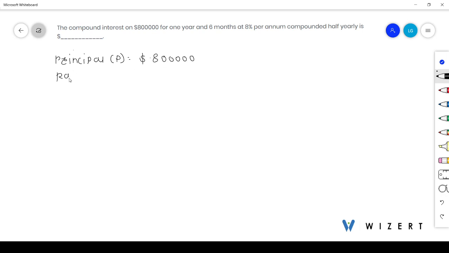Then rate of interest is 8% per annum, but it is compounded half yearly, so we can take it as 4%. This is for half year.